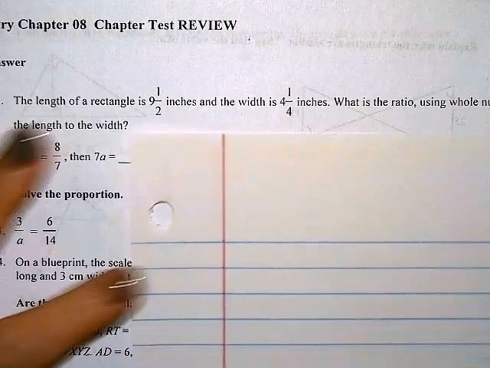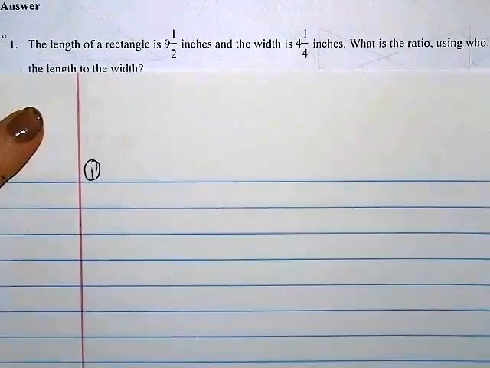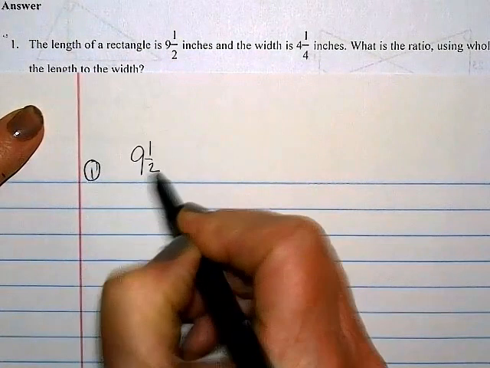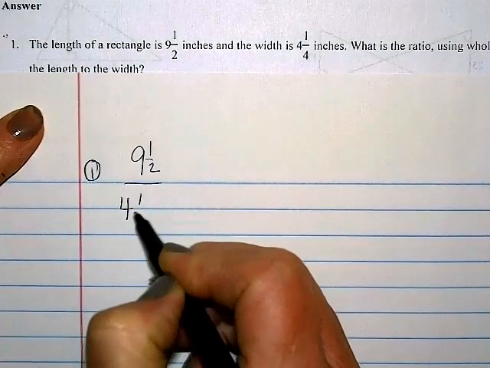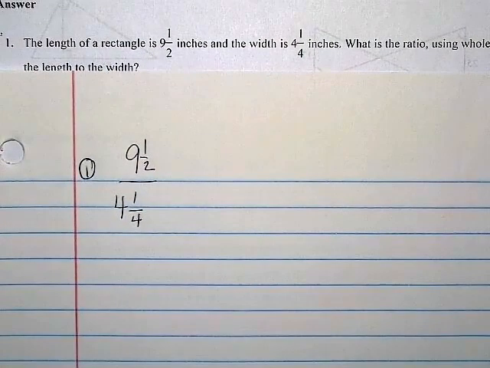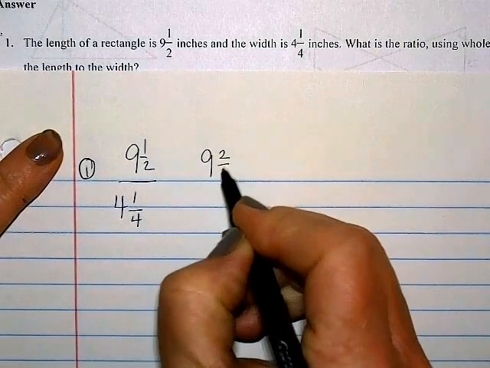So here we go with number 1. And they give us the length, 9.5, to the width, which is 4 1/4. But they don't want fractions. They want whole numbers. How are you going to do that? You just make 9.5, 9 2/4, and then you just make them into improper fractions.